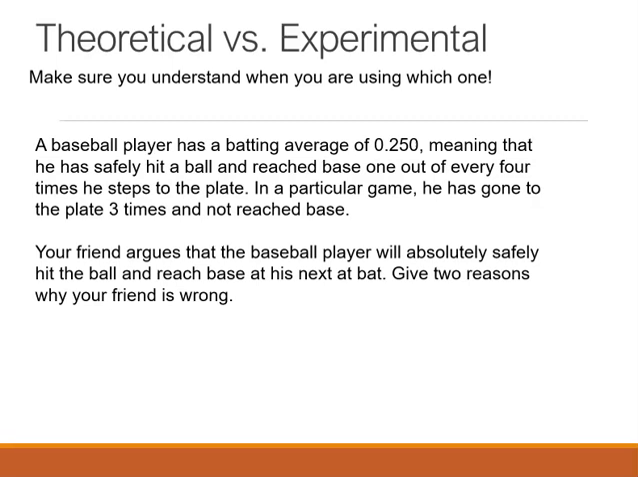So let's look at a situation. It says a baseball player has a batting average of .250, meaning that he has safely hit a ball and reached base 1 out of every 4 times he steps to the plate. In a particular game, he has gone to the plate 3 times and not reached base. Your friend argues that the baseball player will absolutely safely hit the ball and reach base at his next at bat. Give 2 reasons why your friend is wrong.